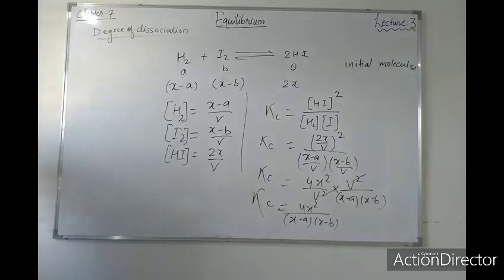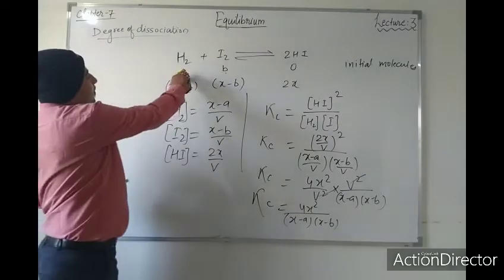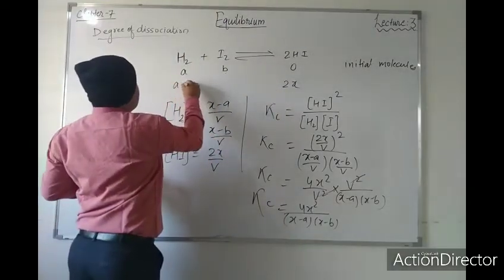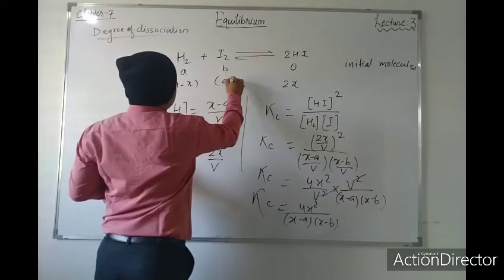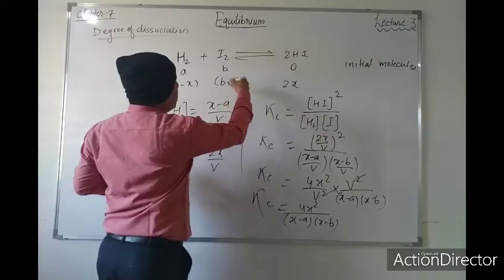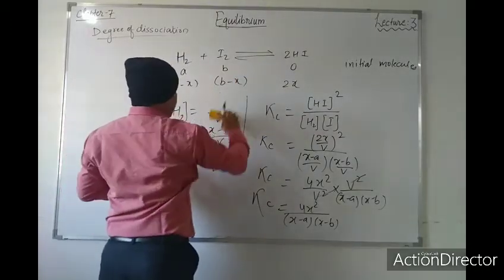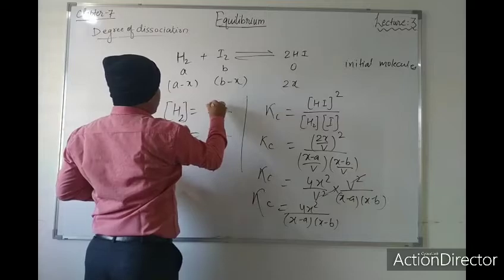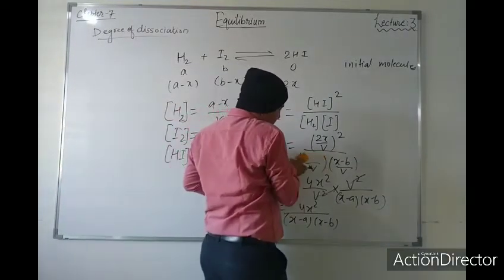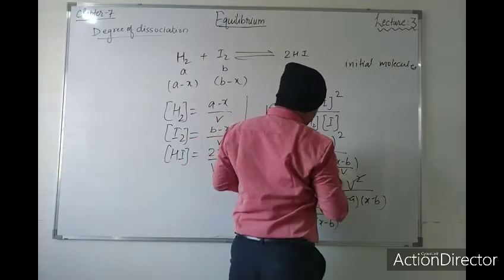Right? Sorry, one thing I have done wrong: it should be A minus X, and here B minus X, because in the reactant side whatever number of molecules has been dissociated has to be subtracted. So no need to worry. A minus X and here B minus X. So here A minus X and here B minus X.